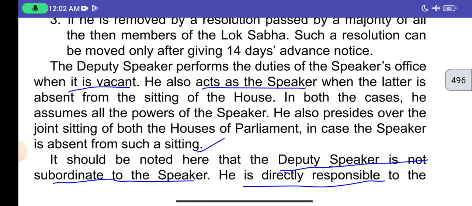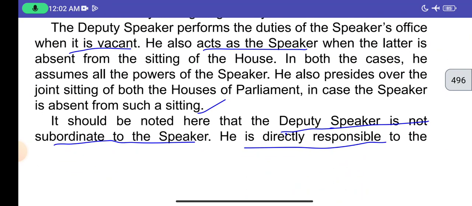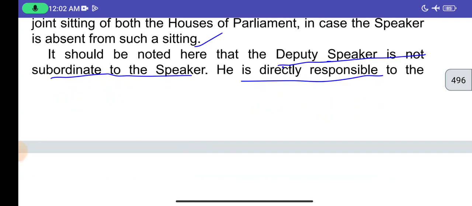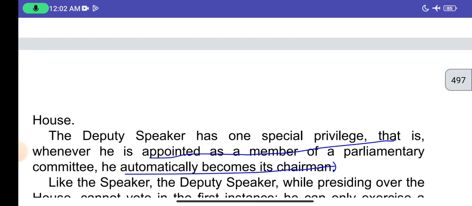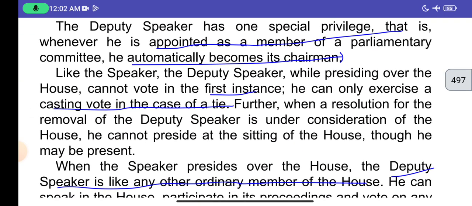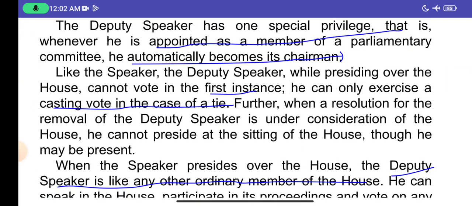The Deputy Speaker performs the duties of the Speaker's office when it is vacant. He also acts as the Speaker when the latter is absent from the sitting of the House. In both the cases, he assumes all the powers of the Speaker. He also presides over the joint sitting of both the Houses of Parliament, in case the Speaker is absent from such a sitting. It should be noted here that the Deputy Speaker is not subordinate to the Speaker. He is directly responsible to the House. The Deputy Speaker has one special privilege, that is, whenever he is appointed as a member of a Parliament committee, he automatically becomes its chairman.